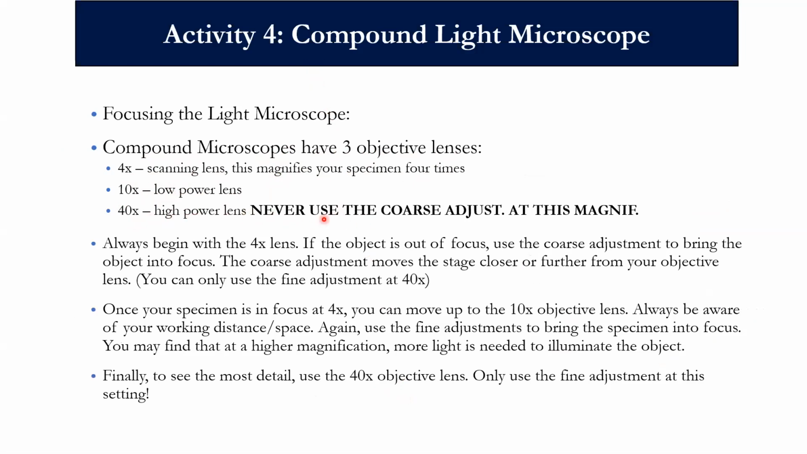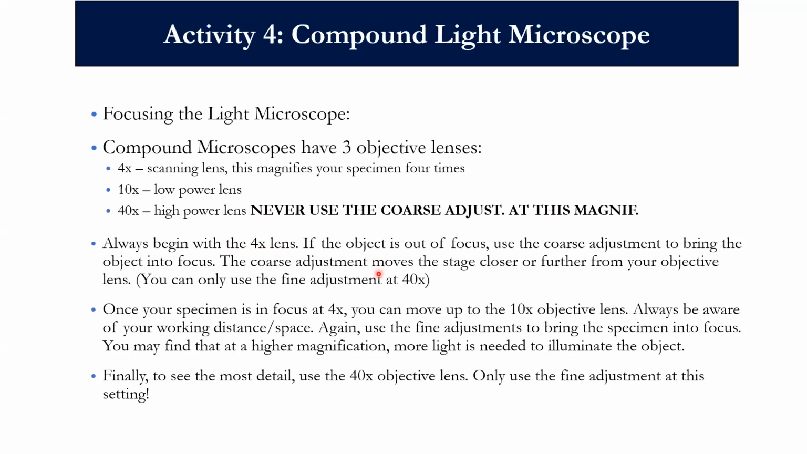And remember to never use the coarse adjustment at this magnification. I don't even use the coarse adjustment at 10x. I really never have a need for it. I can do everything with just the fine adjustment knob. So I never use it. Always begin with the 4x lens. If the object is out of focus, use the coarse adjustment to bring the object into focus.